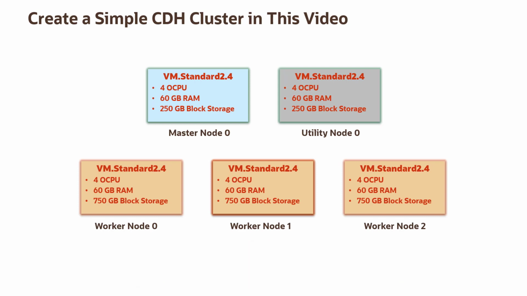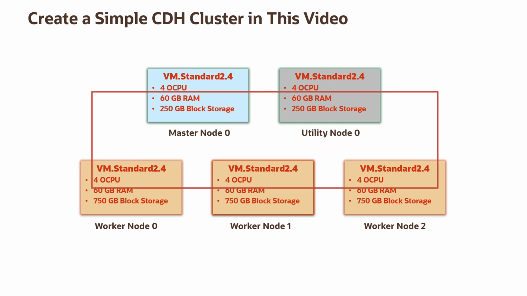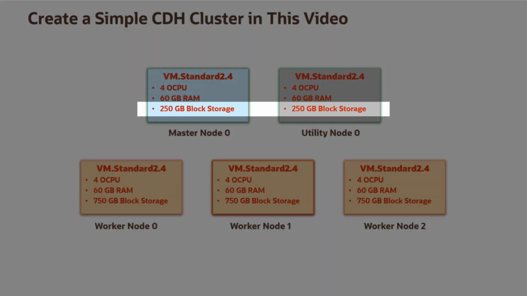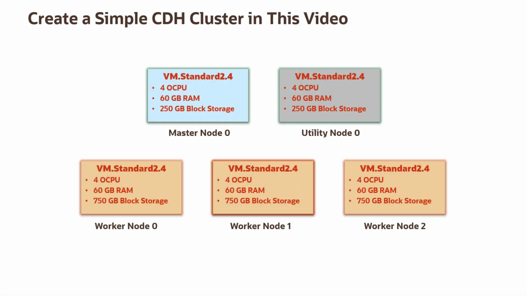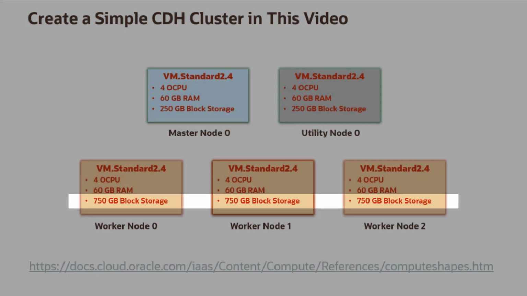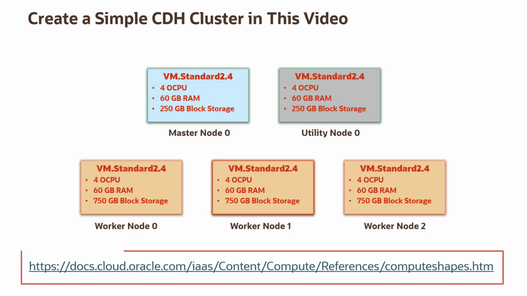The shapes of the Big Data Service master nodes and the worker nodes don't have to match, but the shapes of all the master nodes must match each other, and the shapes of all the worker nodes must match each other as well. We will use 250 GB for the block storage size for both the master and utility nodes and 750 GB for the worker nodes. For more information about the available compute shapes, use the URL at the bottom of the screen.